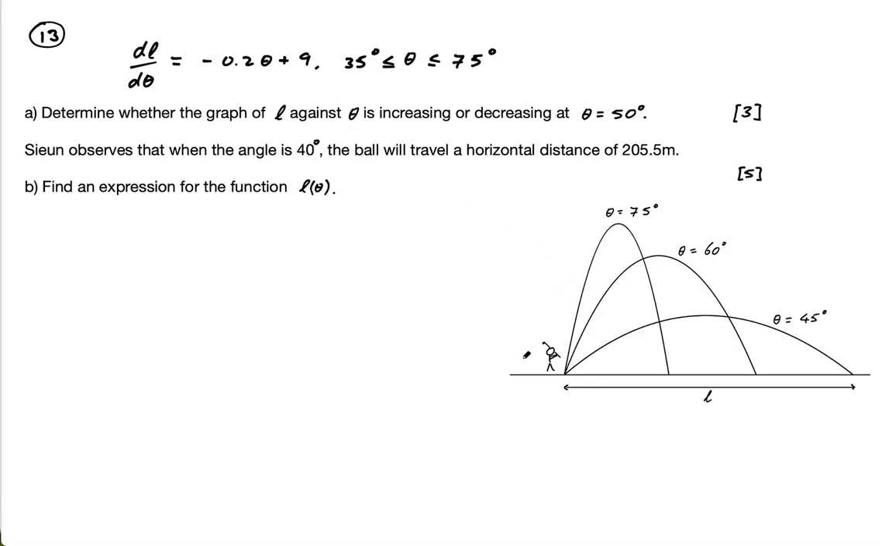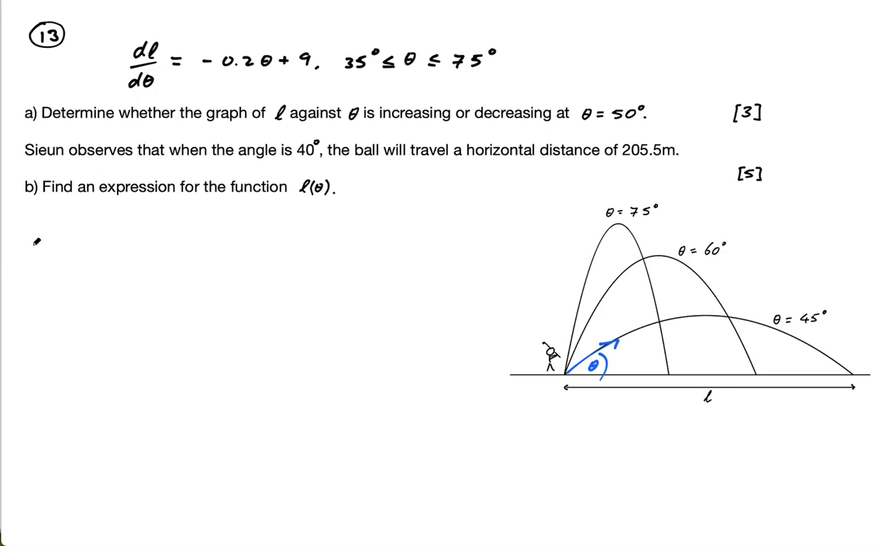So we have this girl, she's hitting a golf ball, and theta is the angle that the ball makes with the horizontal when she hits it, and L is the length that the ball goes. Now, she has discovered that dL/dθ, the change in length with respect to theta, is minus 0.2 theta plus 9. That's not L equal to this, it's the change in L. And it's only true between 35 degrees and 75 degrees.